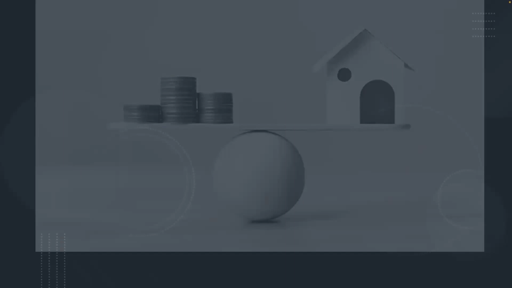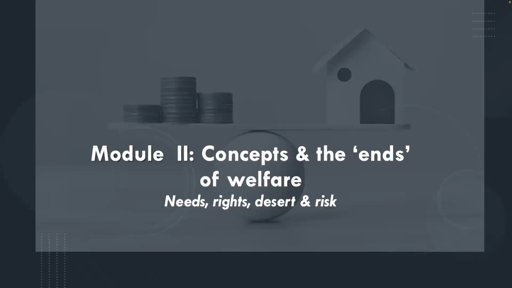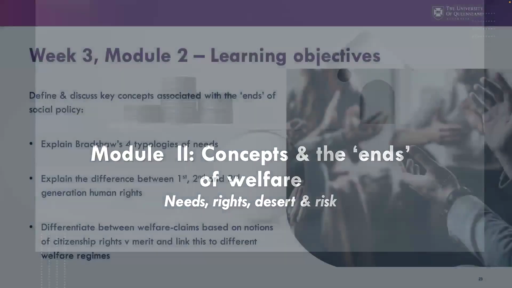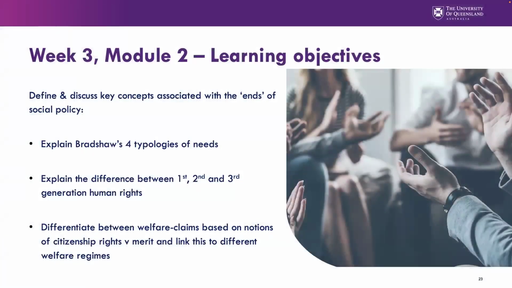Now, in this recording, we are just focusing on the notions of needs. We really want to consider the different concepts and the ends of social welfare, and we are trying to consider very much the concept of needs. Later we shall be looking at the concept of rights, desert, and risk as different ways of conceptualizing social policy. So we shall try to discuss and define key concepts associated with the ends of social policy.